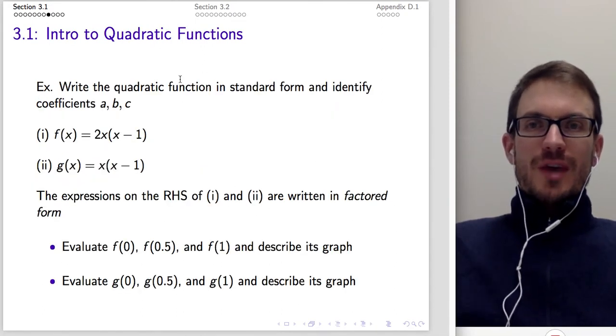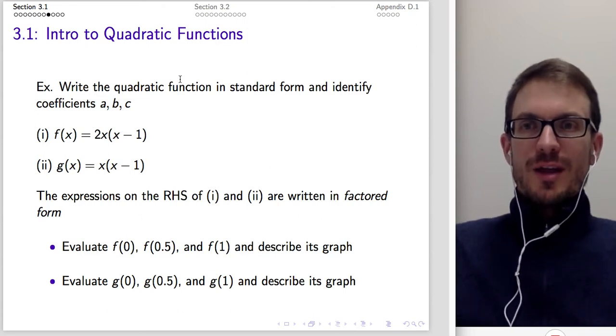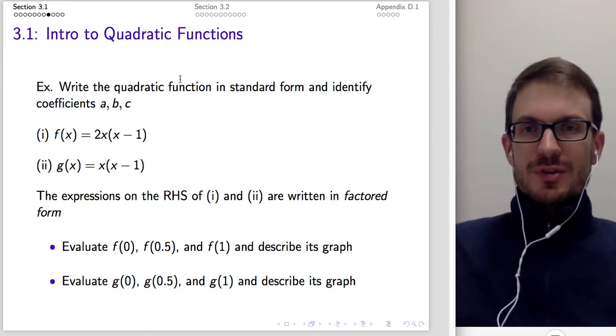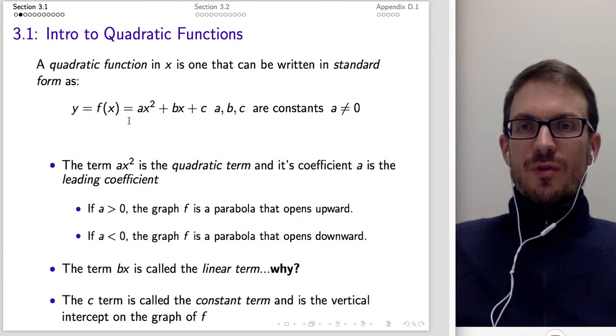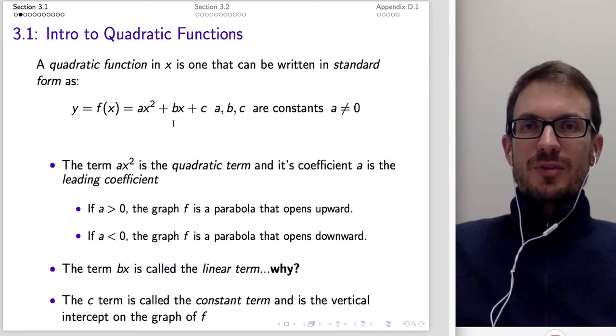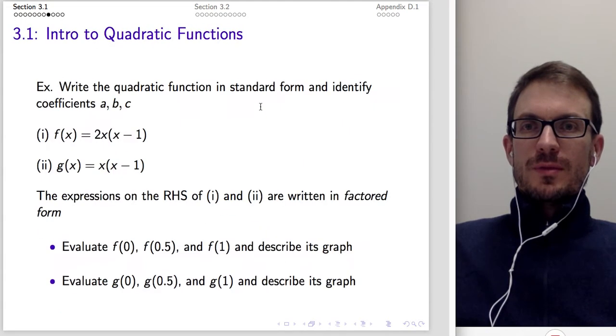So here's another example, just thinking about other quadratic functions. Let's write these in standard form and then identify the coefficients a, b, and c. If you forgot what standard form was, we just introduced it. Standard form is ax squared plus bx plus c, so go ahead and write that down. a, b, and c are our constants, the coefficients. So get these into standard form.